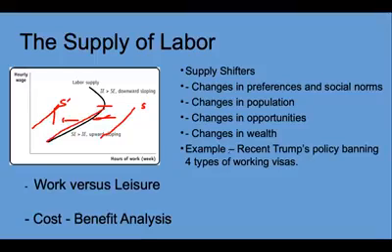One of the examples I heard recently in the news is Trump's policy banning 4 types of working visas. That can also affect the U.S. labor market by contracting the labor supply. So the supply will probably shift to the left as there are more people banned or maybe suspended from working in the country.